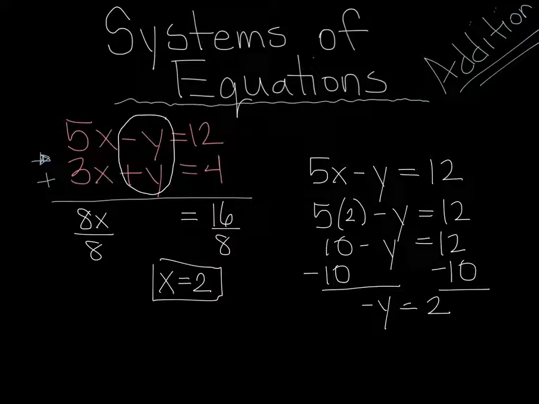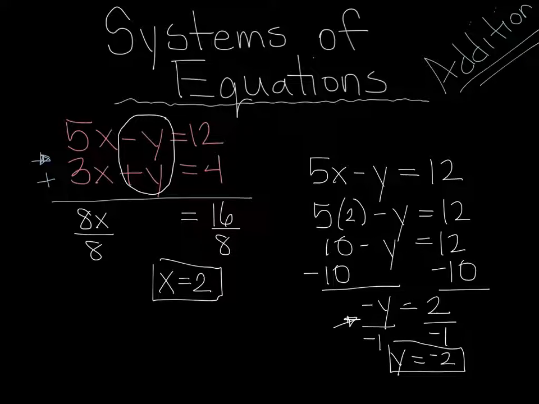Well, I don't want to solve for negative y. I want to solve for positive y. So in essence, that is a negative 1 times y. So I'm going to divide by negative 1, but we know if we divide one side by negative 1, I have to divide the other. So a negative divided by a negative is a positive, y equals negative 2. So my point where they, if I graphed them, intersect would be (2, negative 2).